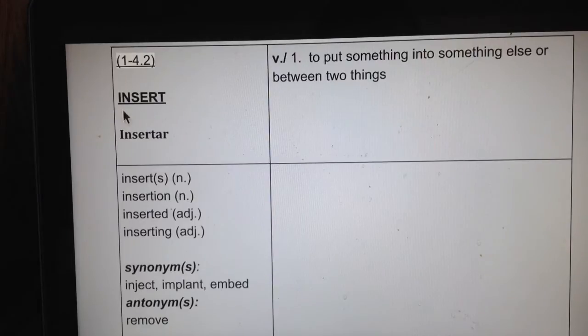Insert has two syllables, insert, and the emphasis or stress is on the second syllable, sert. So we say insert. Insert.